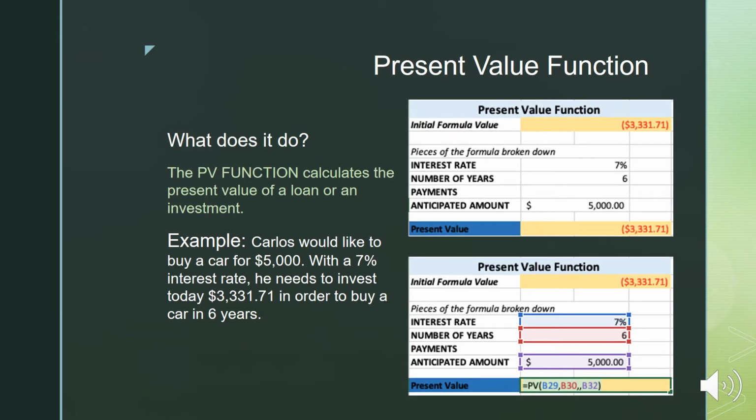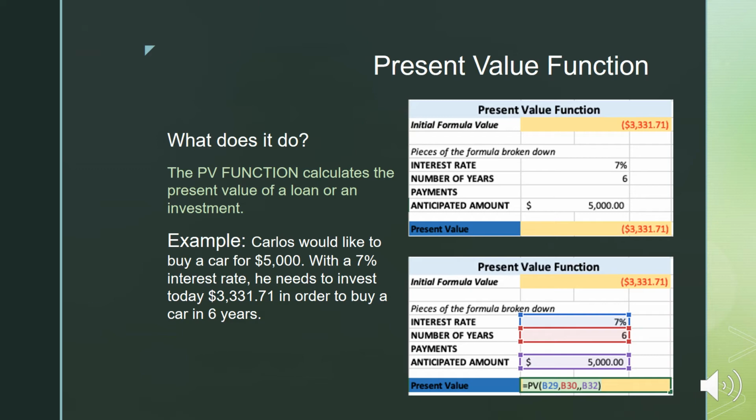So now moving into the present value function, what this function is able to do is calculate the present value of a loan or an investment. An example that uses this function in Excel says here that Carlos would like to buy a car for $5,000. With a 7% interest rate, he needs to invest today $3,331 with 71 cents in order to buy a car in 6 years.